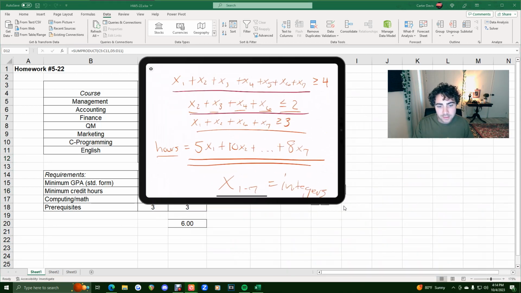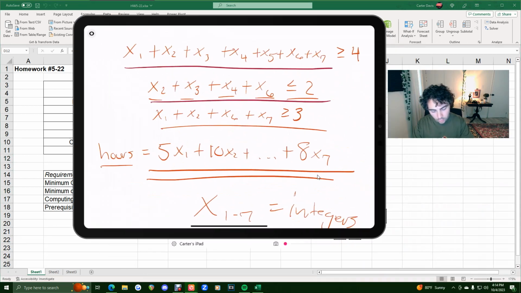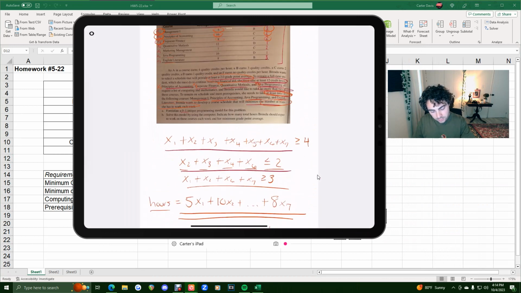That's about the best I can do on this problem. I hope that helps a little bit. If you have questions, let me know.